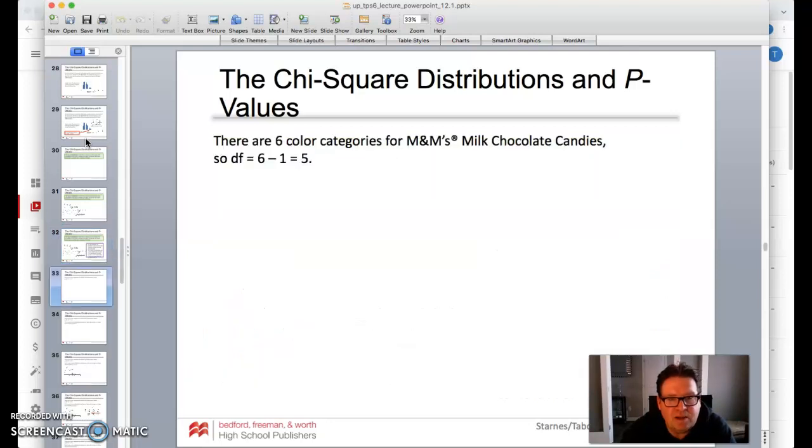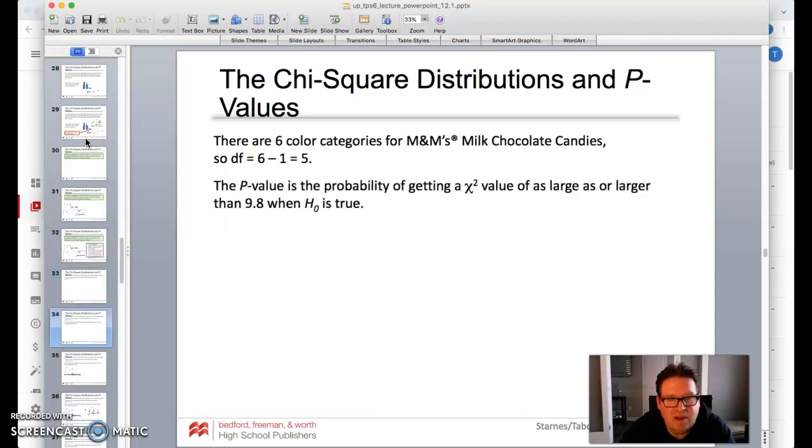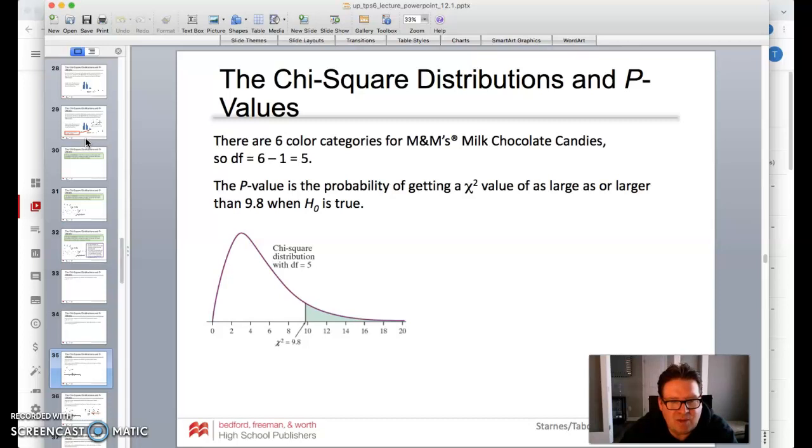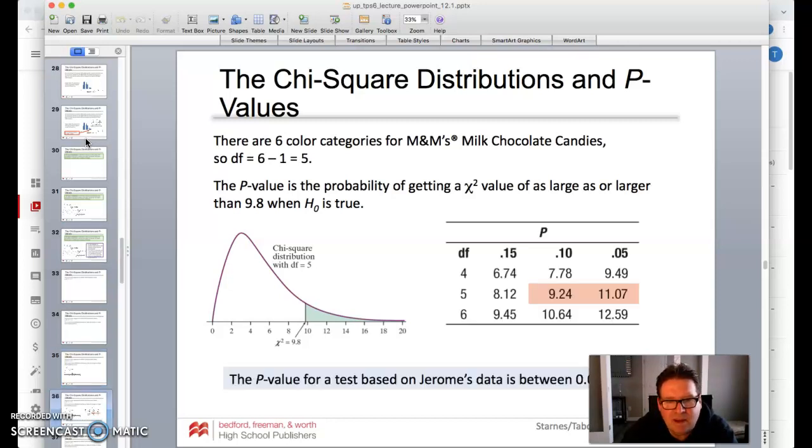All right, so there are 6 color categories for the milk chocolate candy. So degrees of freedom would be 6 minus 1, so it would be 5. Now, the p-value is the probability of getting a chi-squared value as large or larger than the 9.8 that we figured out before when the null hypothesis is actually true. Okay, so that's graphically what we're looking for. Degrees of freedom is 5. We have a chi-squared value of 9.8. So we're looking for the area under that curve to the right, so we get that value or bigger. And we look at that p-value.